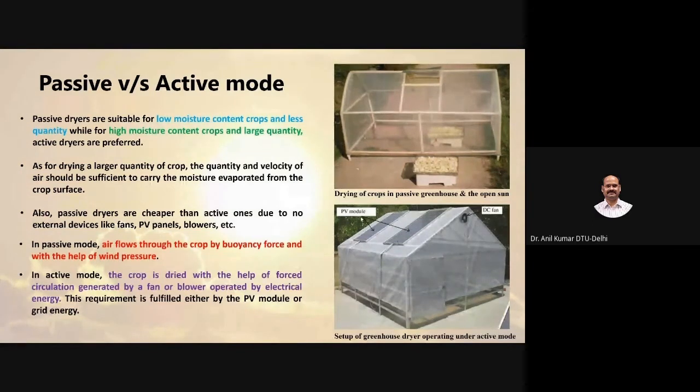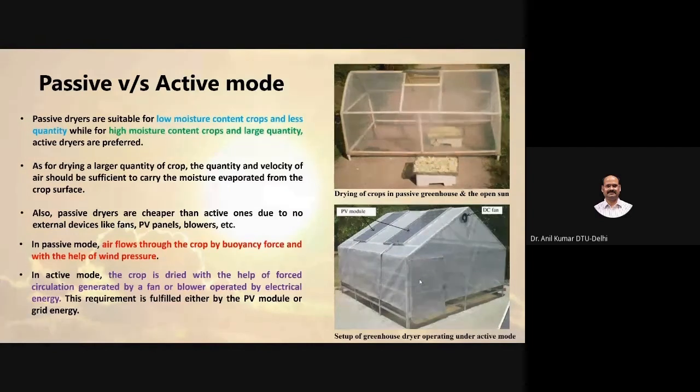Over here, the PV modules are attached. Then this system you can say is a kind of hybrid system. A DC fan is attached, and the DC fans run on the power produced with the help of these PV modules. This is the hybrid and active mode. And this kind of drying system is very useful for the high moisture content crop.